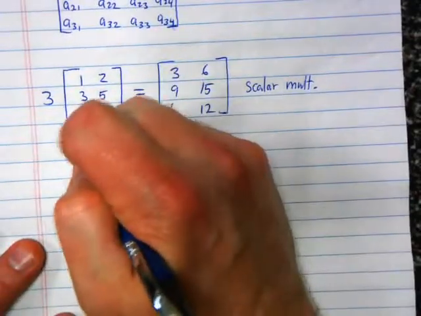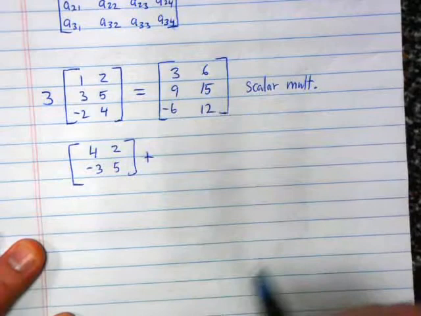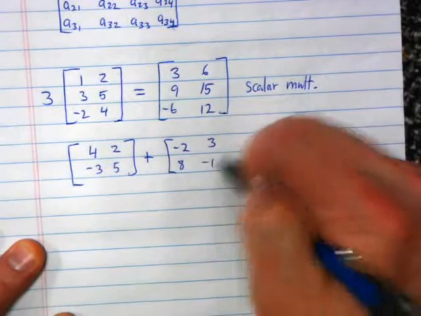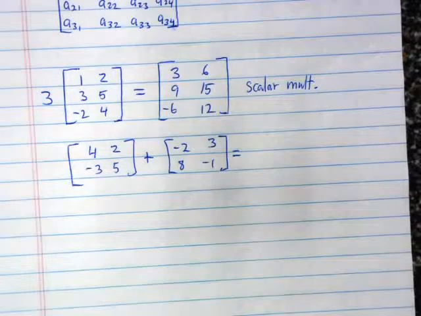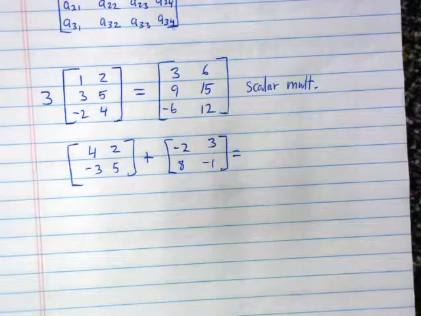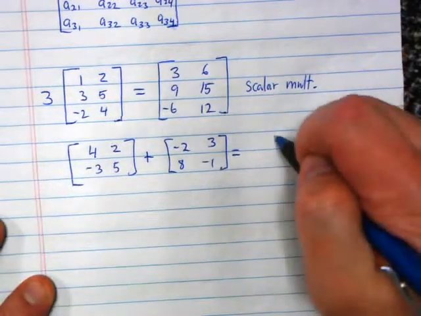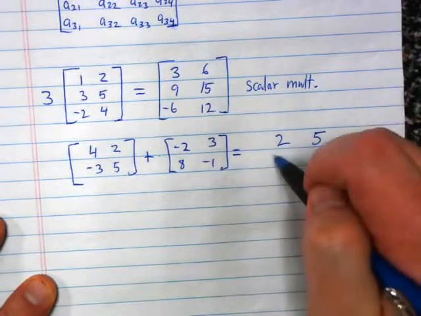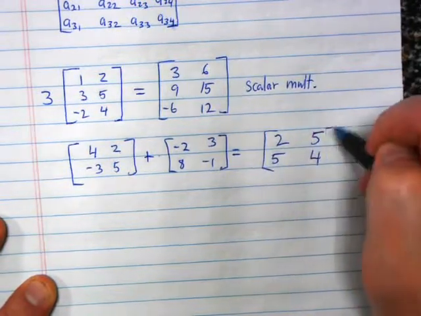What if I gave you the matrix 4, 2, negative 3, 5, and I asked you to add that to the matrix negative 2, 3, 8, negative 1? How do you add matrices? Add the A11 with the other A11. You add component-wise. So to add, you're going to take 4 plus negative 2. That's 2. 2 plus 3, 5. Negative 3 plus 8, 5. And 5 plus negative 1, 4. Okay.